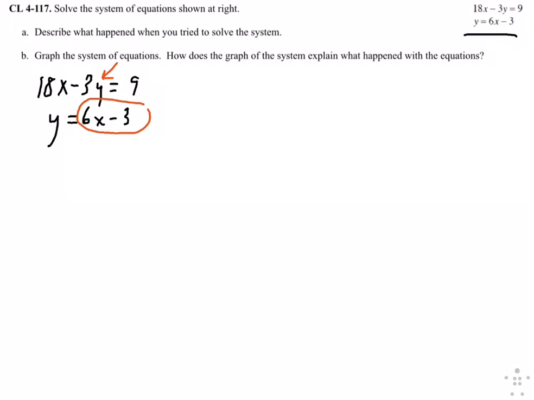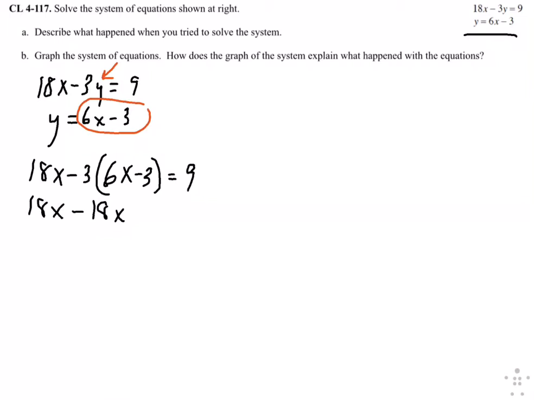So let's do that. I have 18x minus 3 times y, but I'm going to substitute in 6x minus 3 equals 9. So now we distribute the 3, so we get 18x minus 18x, minus negative, that's plus 9, equals 9. These cancel out, we get 9 equals 9.